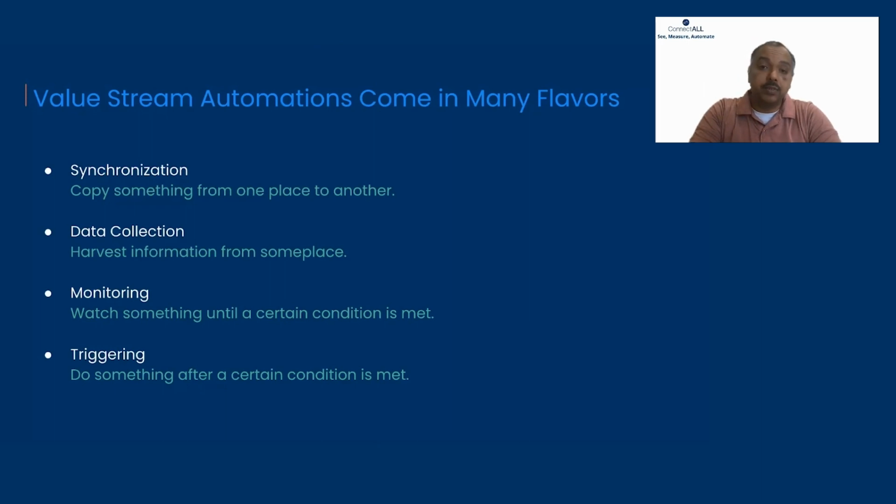Data collection helps you to capture analytics and understand what is happening in what you're delivering in your value stream. Monitoring helps you to monitor what is happening on your end system so that you can act on it and take action on it. Using triggering, you can trigger your builds, releases, deployments, and everything in ConnectALL.